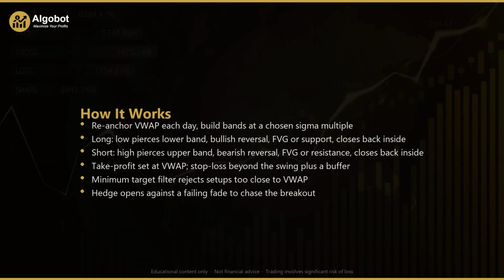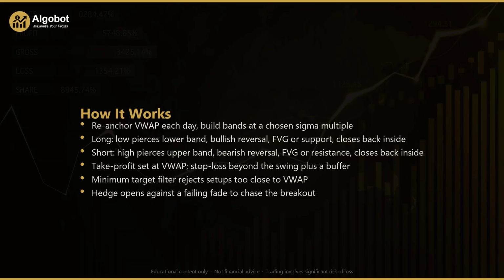For exits, the take profit is placed right at Vwap, the statistical mean the strategy expects price to rotate back toward. The stop loss is set just beyond the relevant swing, the low for a long or the high for a short, with an additional buffer based on the average range. Before any order is placed, a minimum target filter checks that Vwap is far enough away to be worth the trade.